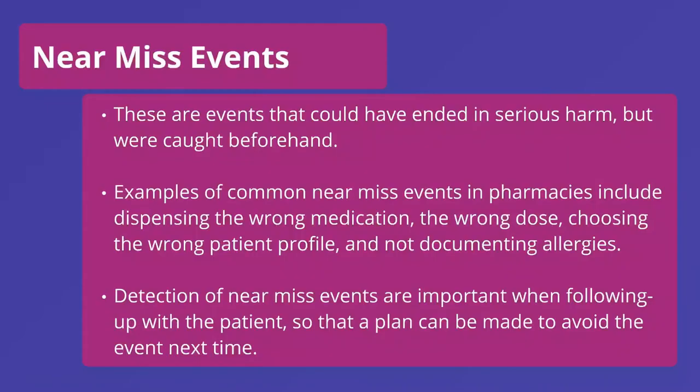Next, we're going to discuss near-miss events. So these are events that could have ended in serious harm but were caught beforehand. Examples of common near-miss events in pharmacies include dispensing the wrong medication, the wrong dose, choosing the wrong patient profile, and not documenting allergies. Detection of near-miss events is important when following up with the patient so that a plan can be made to avoid the event next time.